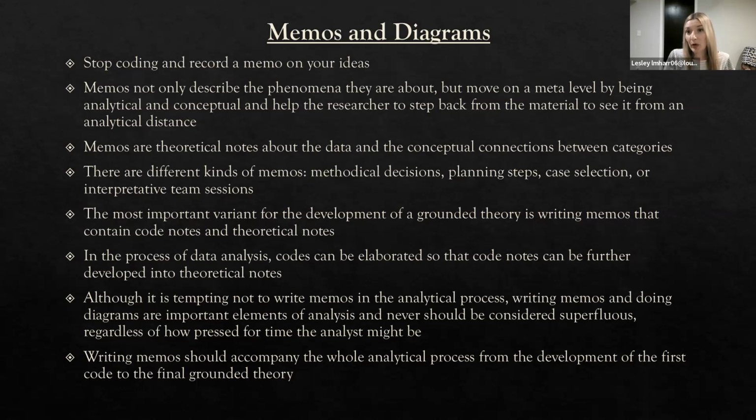We need to develop codes, but code notes are often our code definitions. So we need to develop our focus codes, but then we also need to define them. And we also need theoretical notes in terms of we are starting to theorize about our data. We're starting to make hypotheses. So if this happens, then what? So in the process of data analysis, codes can be elaborated so that the code notes or code definitions can be further developed more theoretically.